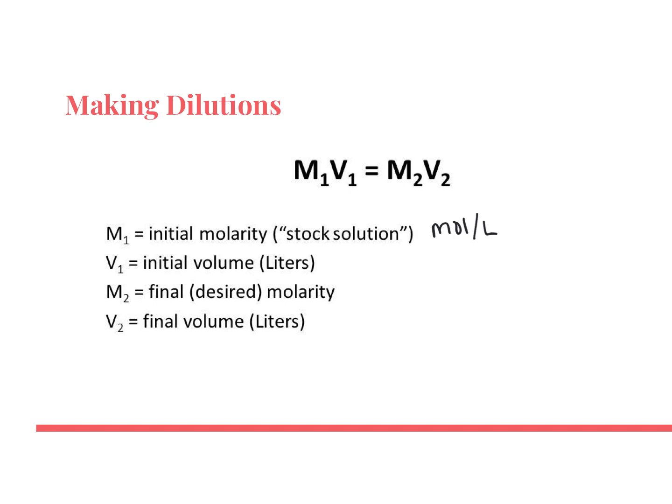In here, I have volume as liters. It can also be milliliters as long as they both match. So you can use this equation in liters or milliliters, but V1 and V2 just have to be matching units. Does that make sense? Okay.